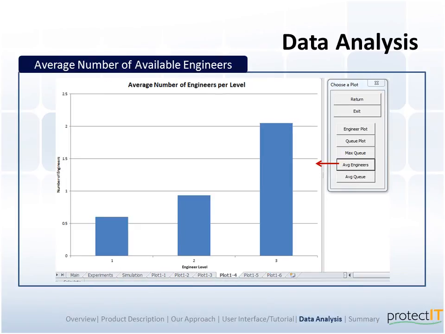The following graph shows the average number of available engineers per level. You can use this data to see if there are any engineers that are being underutilized. Since workers are expensive, this information can be used to determine if there are any engineers of a particular level to hire or fire.